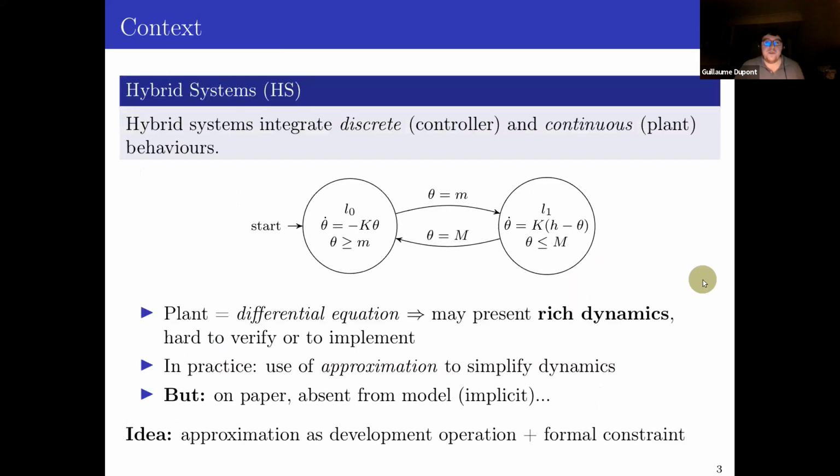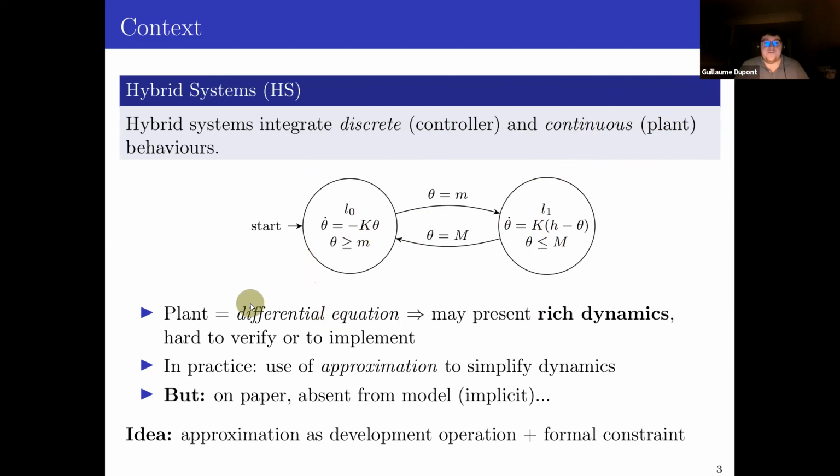So hybrid systems are systems that integrate discrete and continuous parts at the same level. Usually the discrete part is called the controller and the continuous part is called the plant. Sometimes we use this formalism to represent them. This is called a hybrid automaton. It's basically an automaton with a differential equation in the places. So the automaton part represents the discrete part, and the differential equations represent the continuous part.